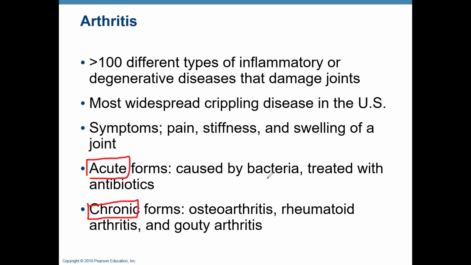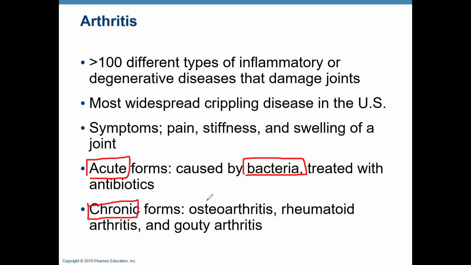Acute forms may be due to something like a bacterial infection where you typically recognize bacteria as foreign and get rid of it, but then your immune system, your white blood cells, are seeing something very similar to the bacteria, but it's in your joint, and they start attacking your own tissues. Okay.